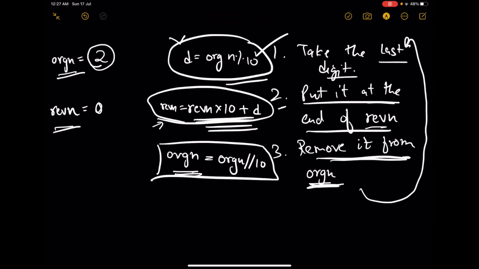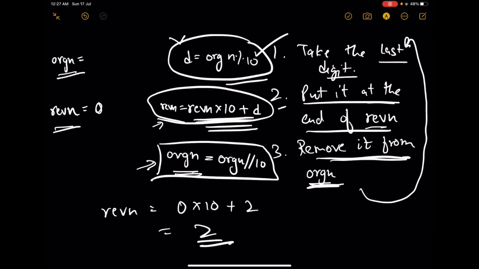2 what is going to happen is that if I try to do step 2 for 2, then what will happen is that rev n will be equal to 0 into 10 plus 2, right? This is going to become 2. So after the third step happens for 2 also, the 2 is going to be gone from here. So this will become 0 and rev n is going to be 2, right? Rev n will be 2, not 0 2, right?